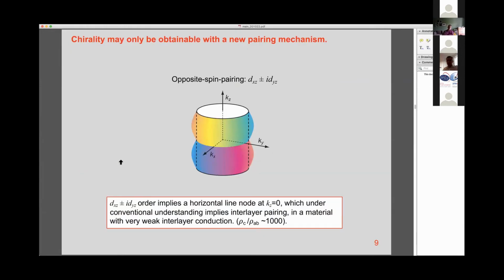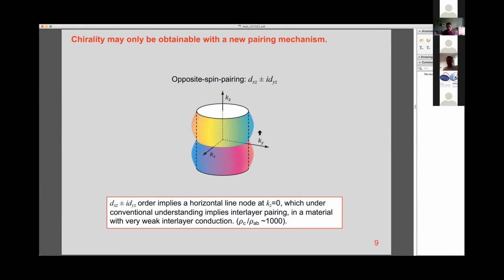So now the challenge is we've got to reconcile evidence for even parity pairing with chirality. The lattice of strontium ruthenate is tetragonal. The only chiral order parameter where both components are degenerate on a tetragonal lattice is dxz plus or minus i dyz. So at L equals 1, even parity order parameter.